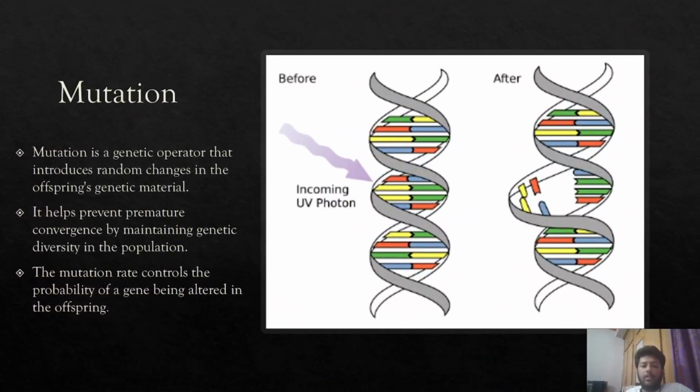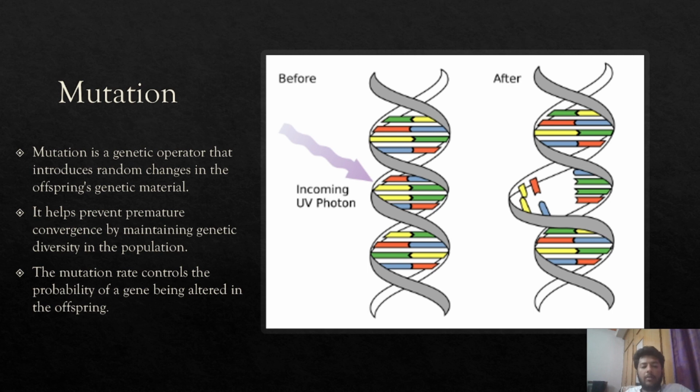So coming to mutation, as we know, mutation is a genetic operator that introduces random changes in the offspring's genetic material. So it is basically influenced by external factors such as incoming UV photons, as we see, or particular stimuli in conditions.